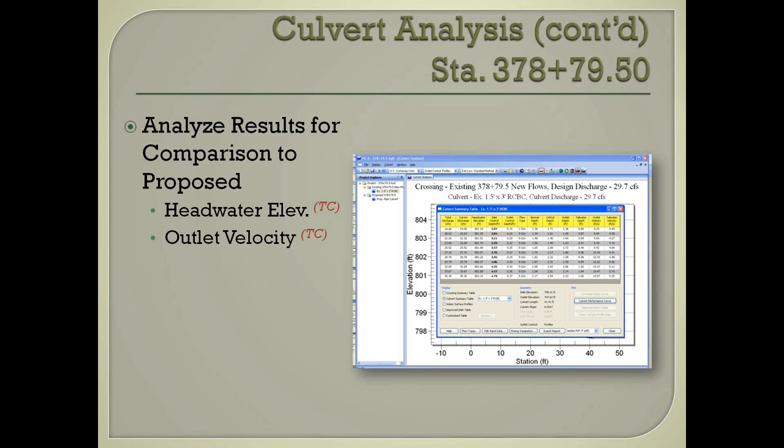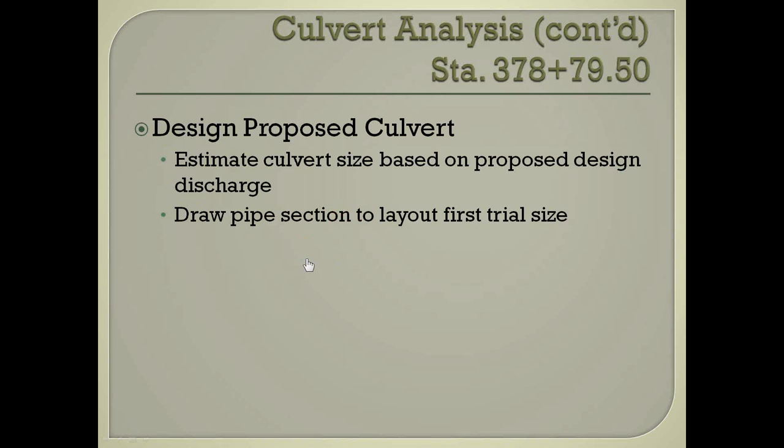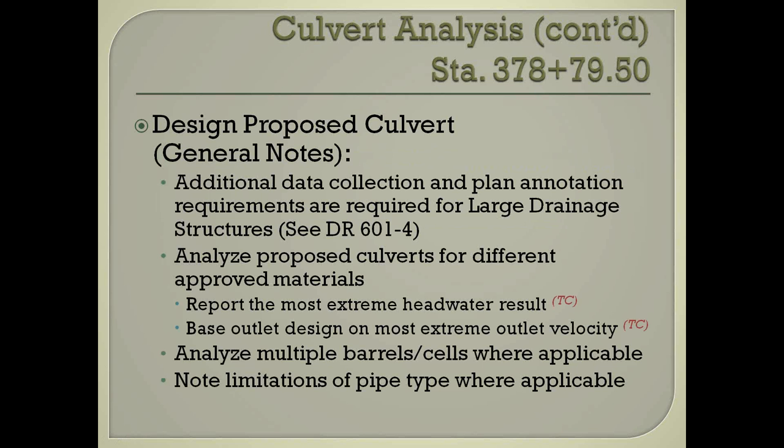PowerPoint. So we're going to analyze the results and compare the existing to the proposed. The headwater elevations will go into our TC form. The outlet velocity will also go in our TC form. That was the chart I just had up there. We're going to estimate a culvert size after we get this data. After that was the existing, and we're going to draw a section pipe here at the very end. I probably won't have time to get into that. The additional data is going to be collected for all this, and again, we're going to analyze the proposed first.